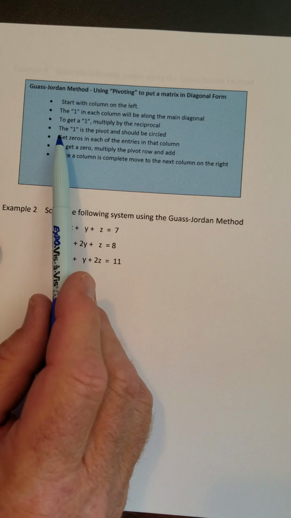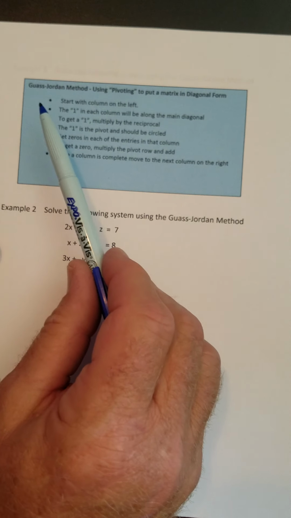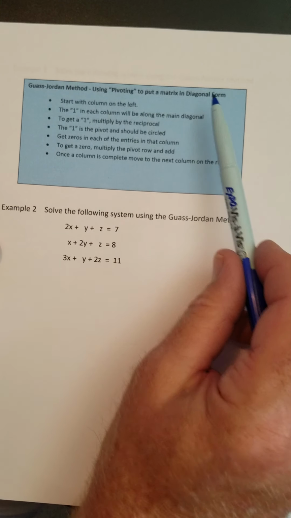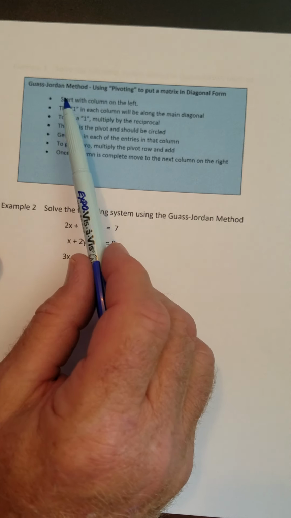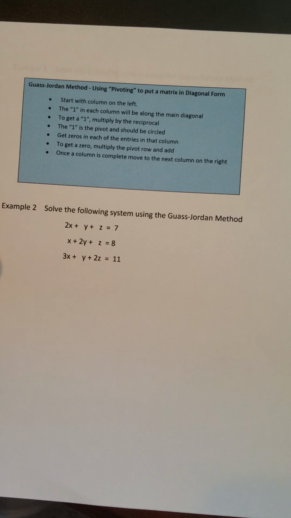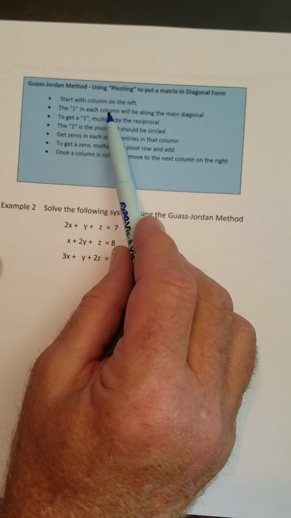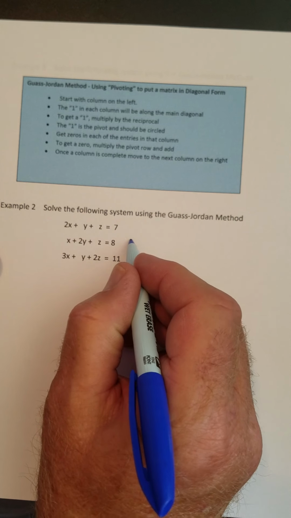Here's some more things. The book says the same thing. I just put in a different wording. Okay. So, Gauss-Jordan method, using pivoting to put a matrix in diagonal form. That's what I did on that other example, but now we're actually going to work a problem. We always start with a column on the left. We get a 1 in each column, and we do it along the main diagonal. So let's go ahead and get a matrix for this one here.